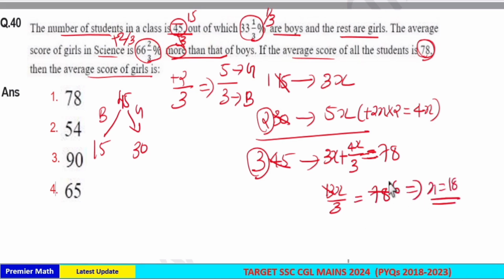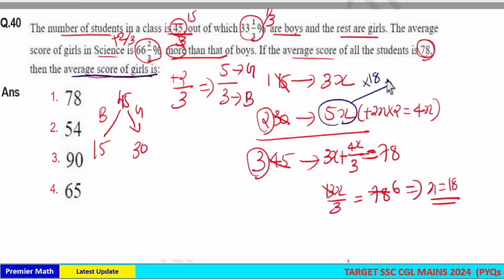If x is 18, we need the average score of girls. The average score of girls is equal to 5x. 5x is equal to 5 into 18, 90. So option 3 is your answer.